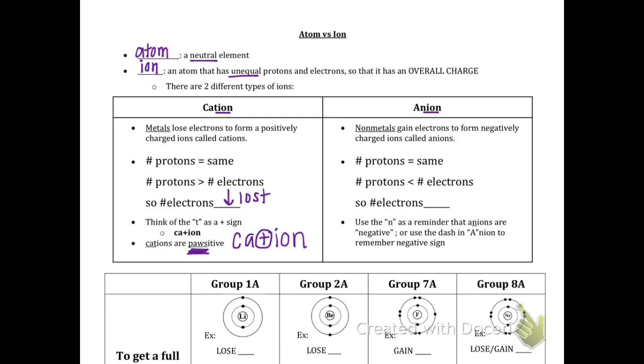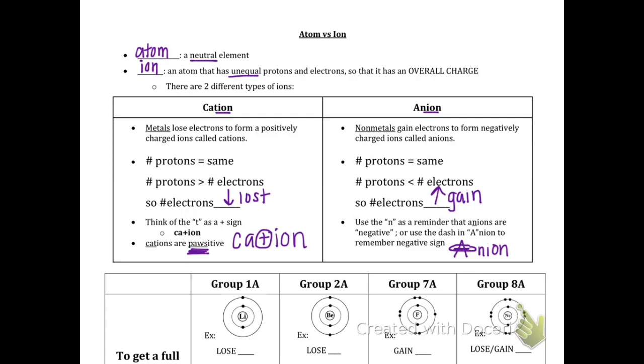All right, on the other side, you have an anion. Anions are usually when nonmetals gain electrons to form negatively charged particles called anions. So the protons are the same, but the number of protons is less than the number of electrons. That means that we've gained electrons. That's how we become negative. Use the N in anions to remember that it means negative. Or you can think, hey, look at this A. That is a negative sign. So I know that anions are negative.